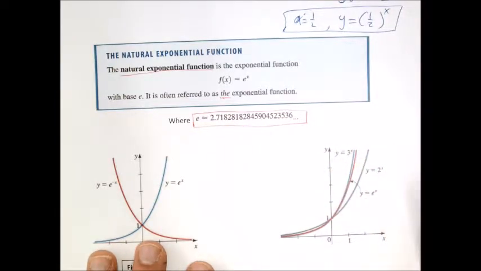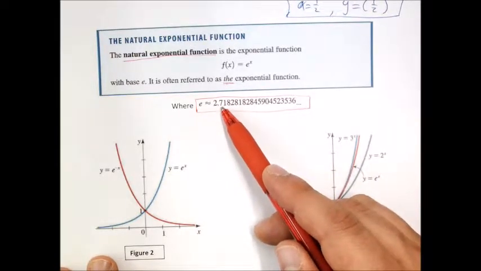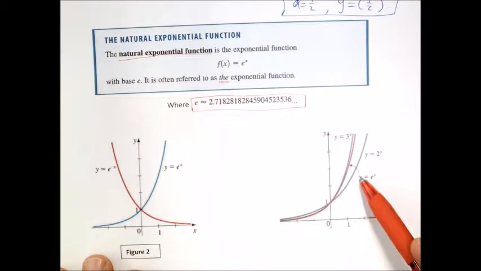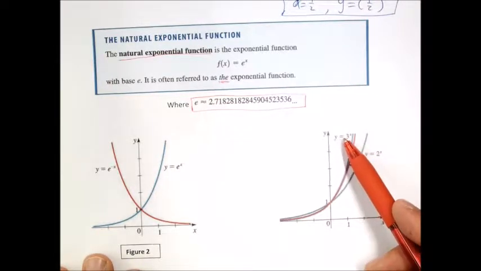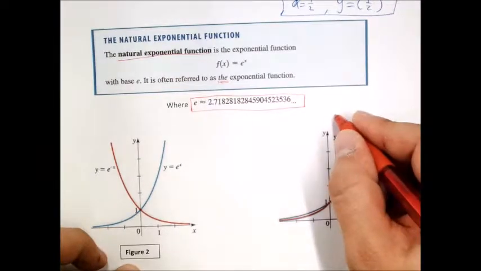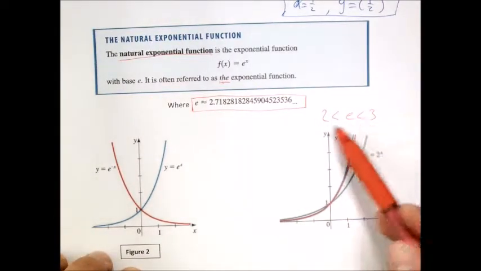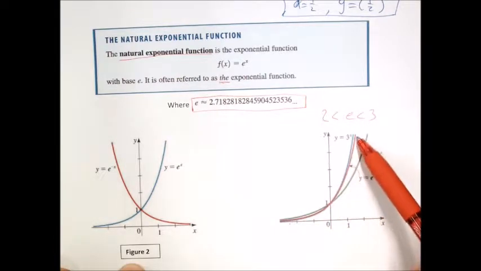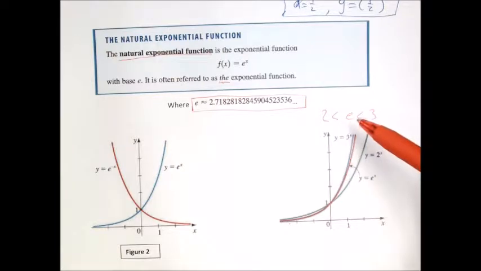And let's look at a couple. Since it's about 2.71, the graph of it, you can see, is in between 2 to the x and 3 to the x. That should make sense because e is less than 3 but bigger than 2. And so since it's between those two numbers, the graph ends up being between those two graphs. And it's obviously closer to 3 than it is to 2 because e is closer to 3 than it is to 2. So when you see e, it's not a variable. It's a number, just like pi.